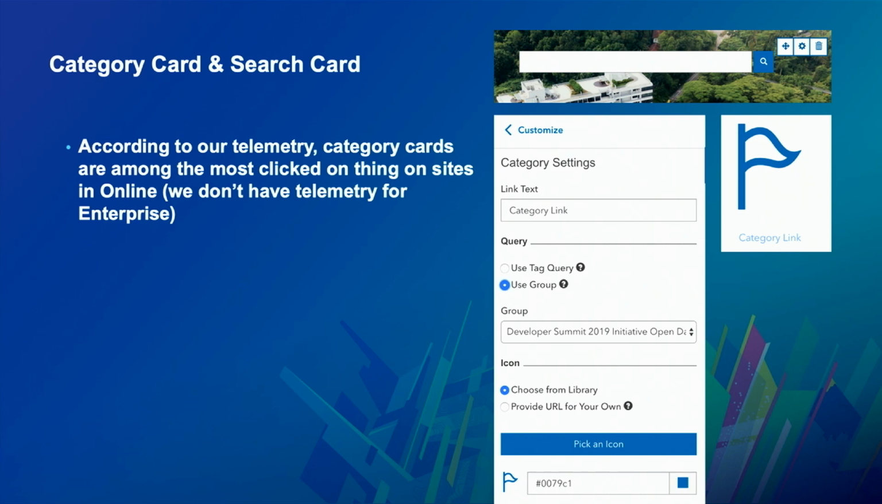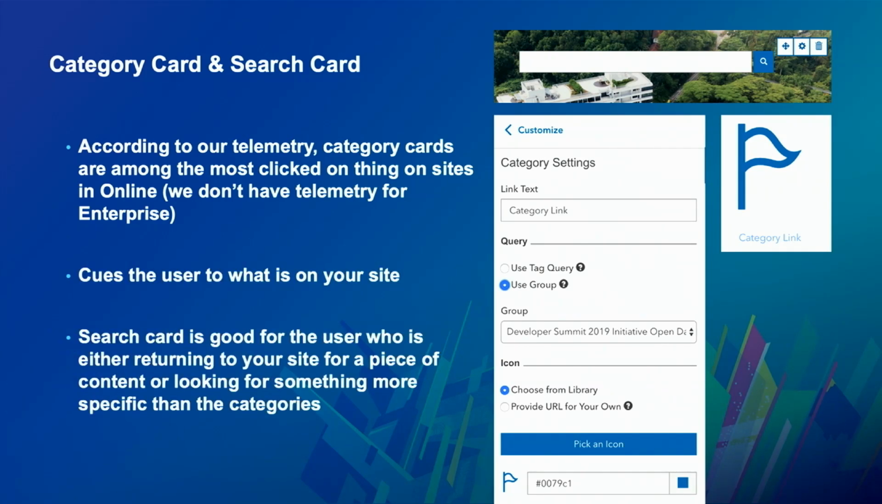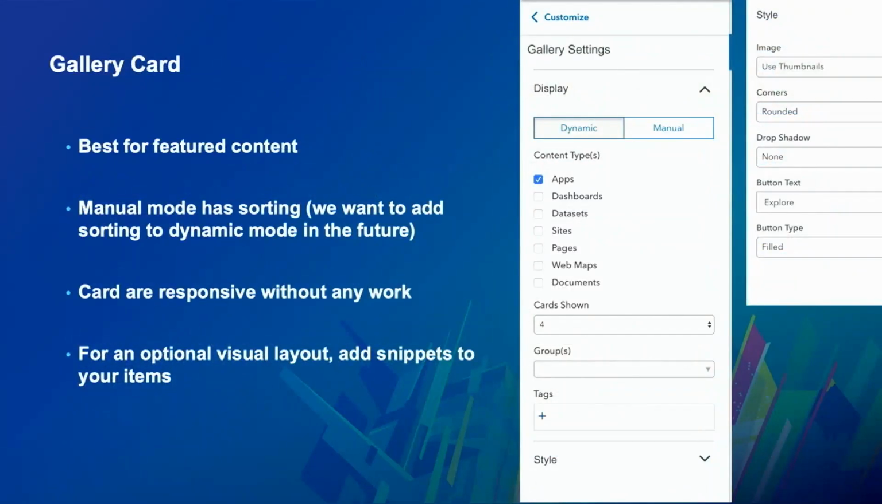According to our telemetry, we do have Google Analytics on ArcGIS Online, the category cards are among the most clicked things on our website. It's because it tells you the answer. So don't not use them. Use them for what's on the site. Search card's good to enter a search. Gallery card is best for featured content.